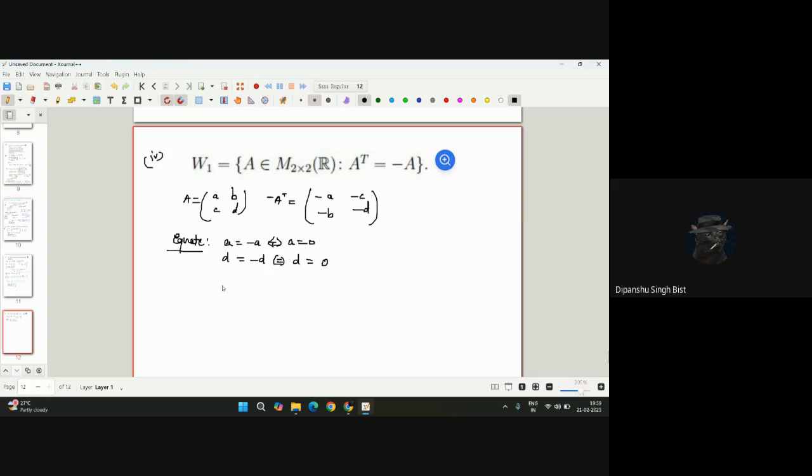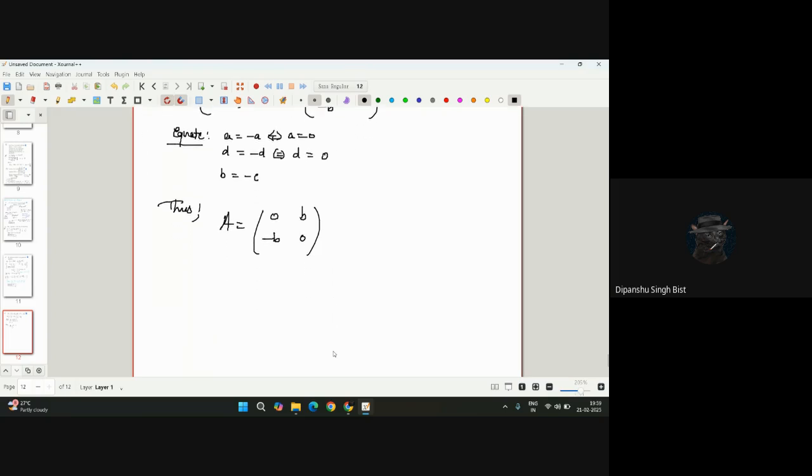And then what you have is B equal to minus C. So maybe we can put C equal to minus B, and then it's equal to minus b. So it's the same thing, right? Correct. So thus we get our A as 0, b, minus b, and 0.